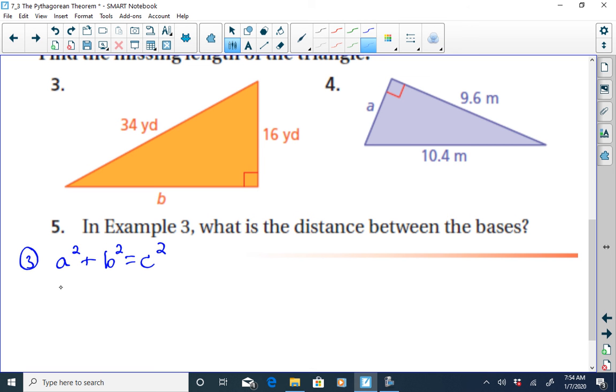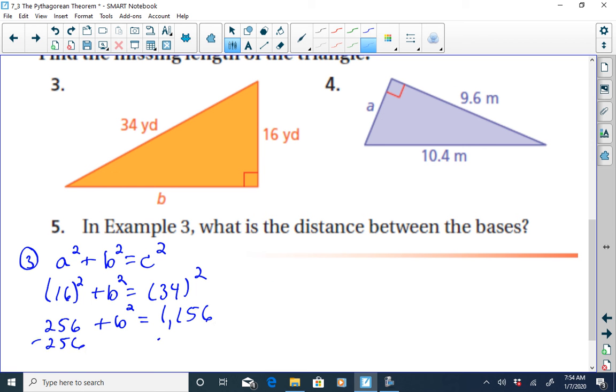It's always good to find the mistakes. So a squared has to be the 16 plus b squared, and that's got to be equal to my 34 squared. 16 squared we said is 256 plus b squared, that's going to be 1,156. We subtract the 256 from both sides of the equation. We wound up with b squared equal to 900.